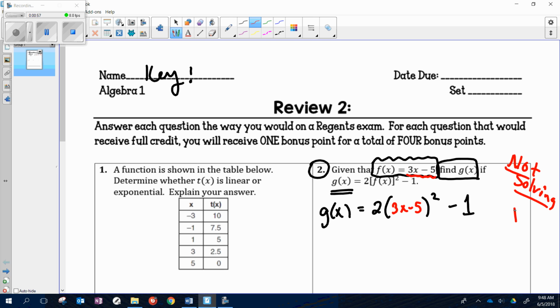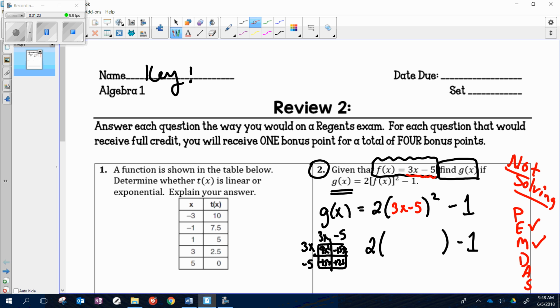We're going to have to follow the order of operations, and we are going to do our exponent before we multiply. So off to the side somewhere, we need to make boxes to square out 3x minus 5 and 3x minus 5: 9x squared minus 15x minus 15x plus 25. Twice all that squared, minus 1. What I just got from squaring that is 9x squared minus 30x and a positive 25.